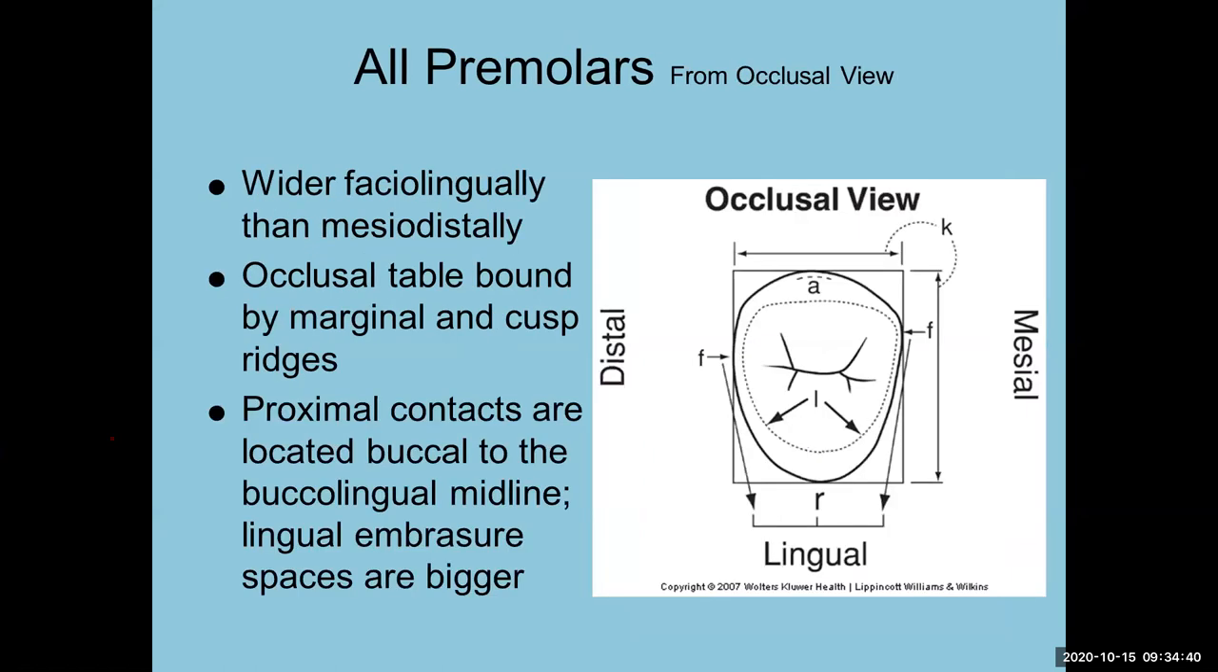Looking at the occlusal, they are wider facial lingually than they are mesial distally. Remember when we were looking at the lingual view, you could see some of that facial view. It's wider on the facial than it is on the lingual, which means you've got larger embrasure spaces on the lingual because they're narrower. The occlusal table is bound by marginal and cusp ridges. This is a marginal ridge. This is a cusp ridge, where the facial and the occlusal surfaces meet. The proximal contacts are located buccal to the buccolingual midline. Lingual embrasure spaces are bigger.